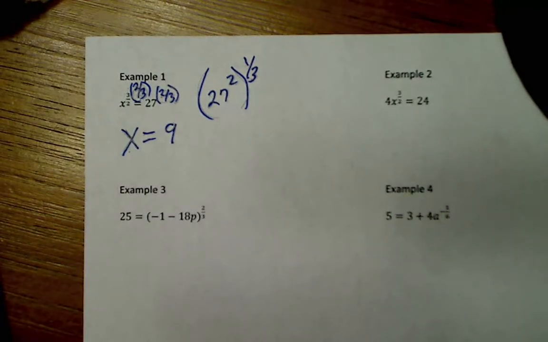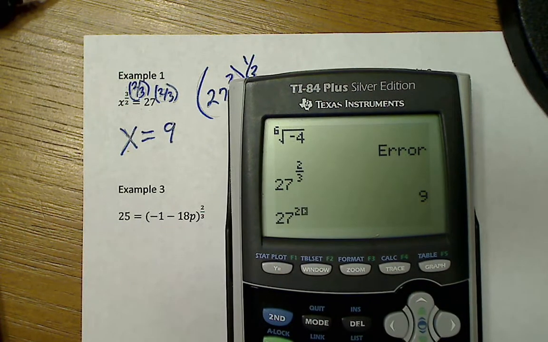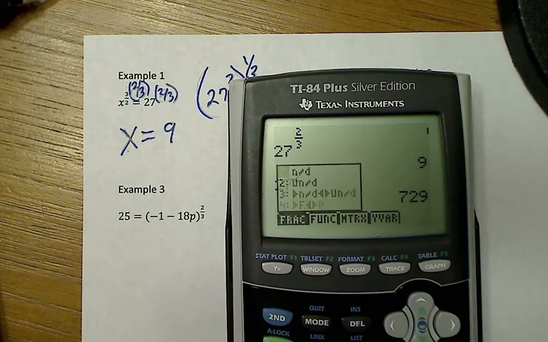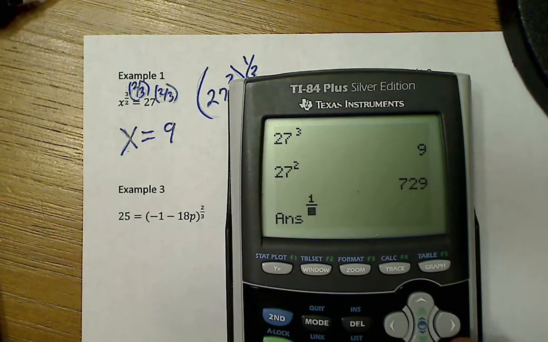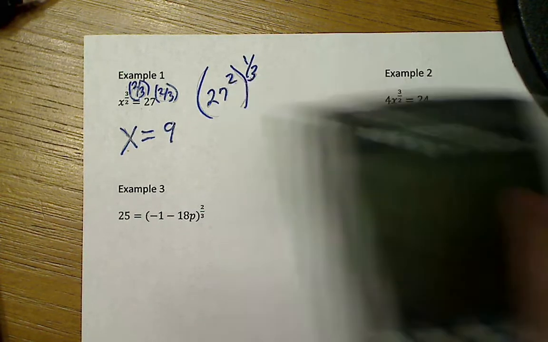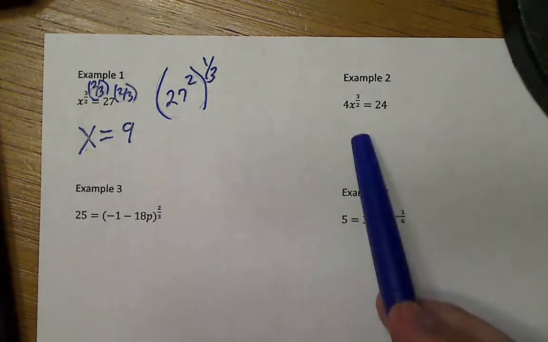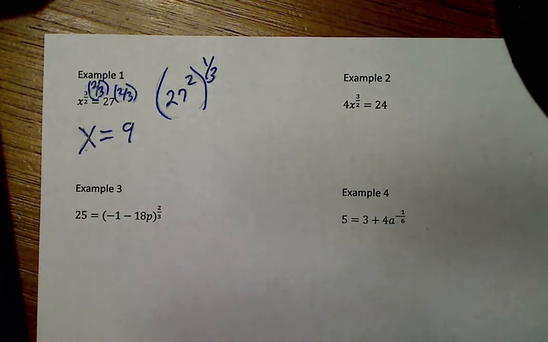root. So in a calculator, you could essentially do this. If instead of doing 27 to 2/3, you could go 27 squared first, and then raise that to the 1/3 power instead, which is 9. So either way works, however you want to do it. Okay. On example 2, if you want to try this one first, go for it, and I'll be back here in a second.